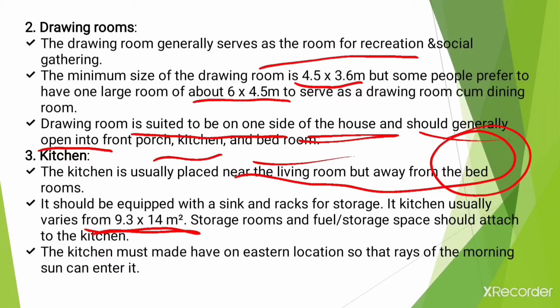Then the storage rooms and fuel storage space should attach to the kitchen. In short, the storage room should be attached to the kitchen. Then the kitchen must have an eastern location. Okay, so an eastern location is good for the kitchen, so we should consider this, so that rays of the morning sun can enter the kitchen.